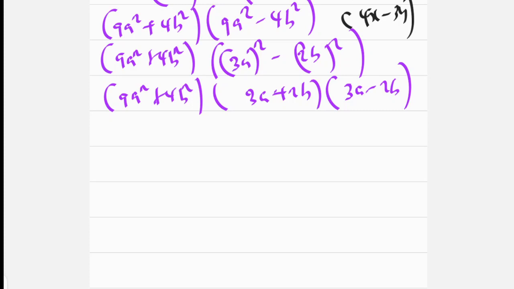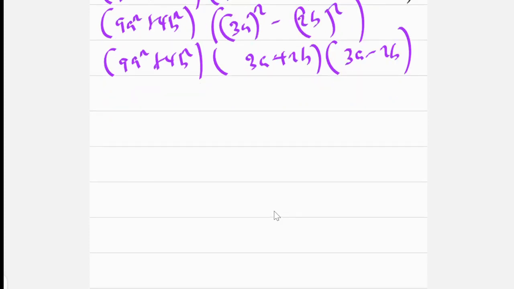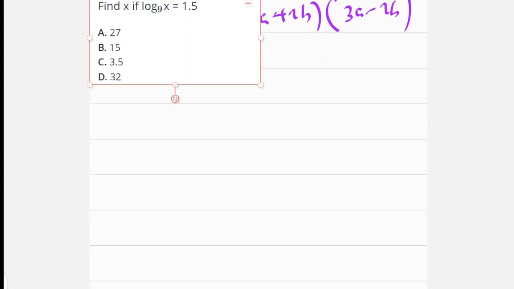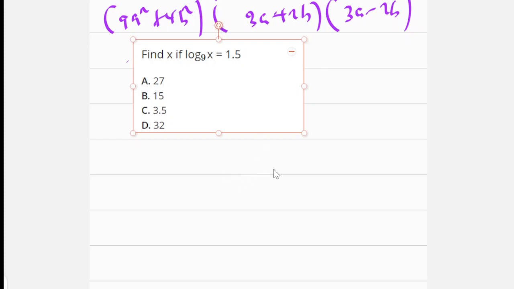Okay, the next one. I think this question is also on logarithm, question 36. Let me just place the question here straight away. The question asks us to find x if log 9 base x is equal to 1.5.